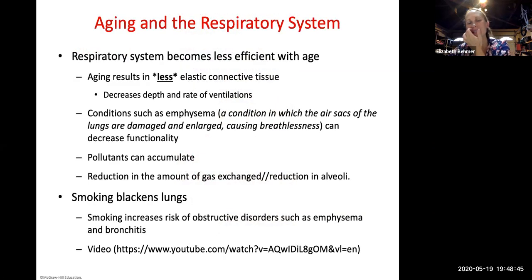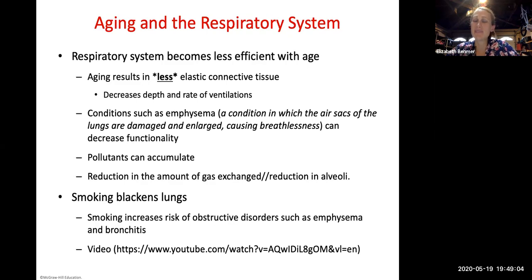Aging in the respiratory system, so how your respiratory system changes with age, results in less elastic connective tissue. So the depth and rate of your breathing decreases. So the rate of ventilation, ventilation is 1 inhalation and exhalation.